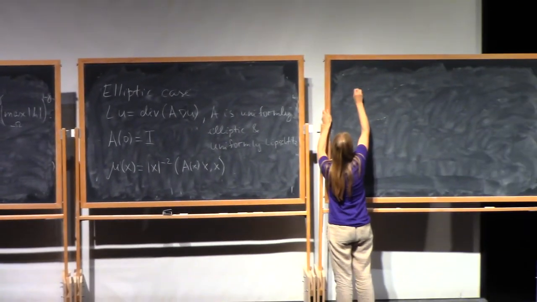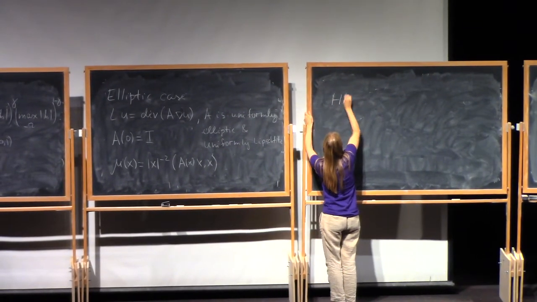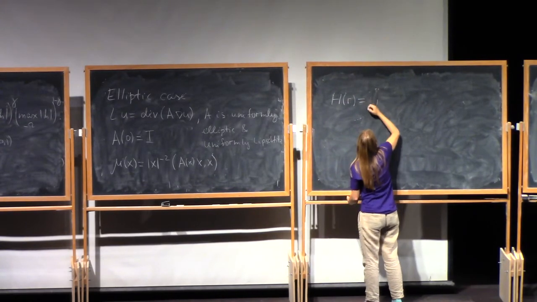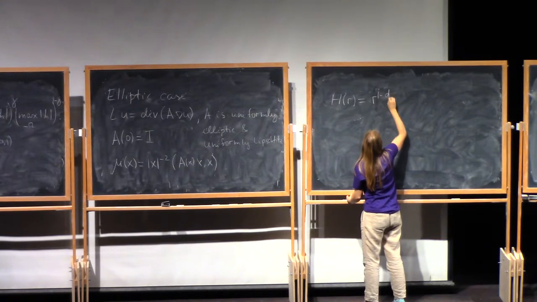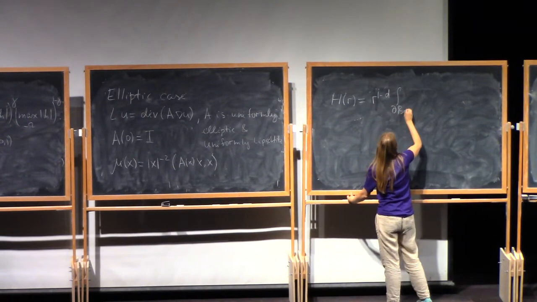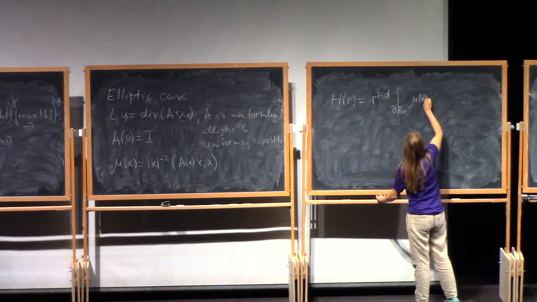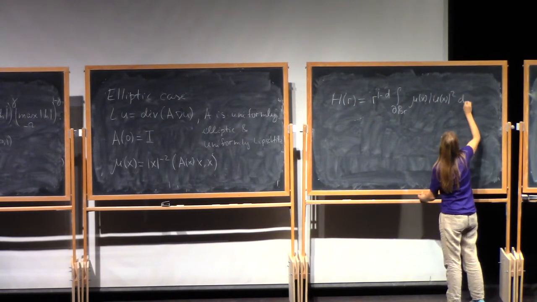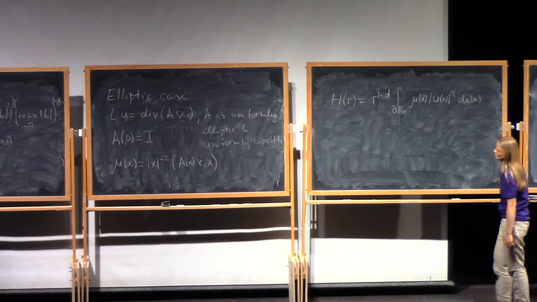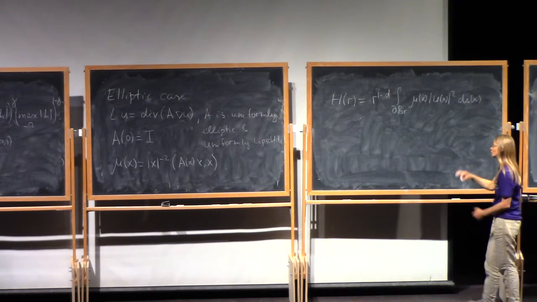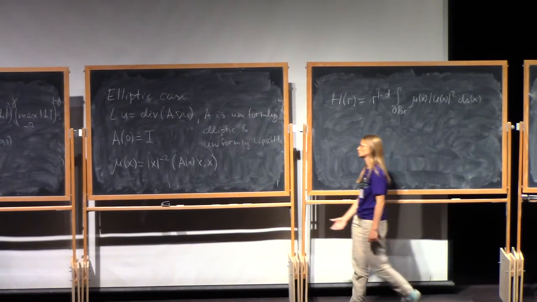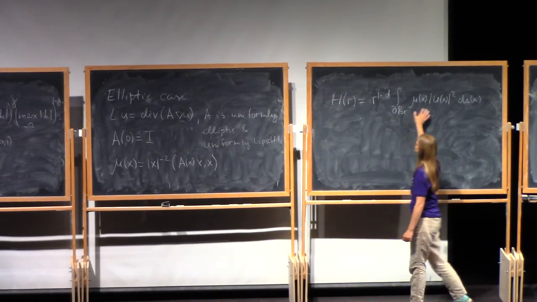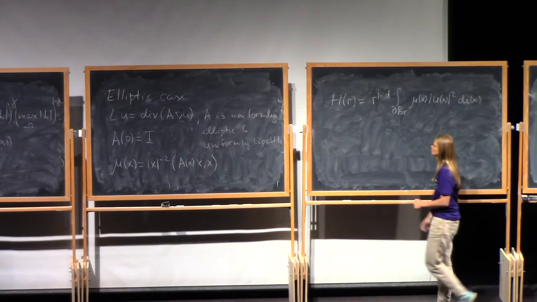Define h of r in a similar way, now it will be one over r^(n-1) times the integral of mu of x over the surface measure. For harmonic functions, the weight is 1, and we get back the average that we were working with before.